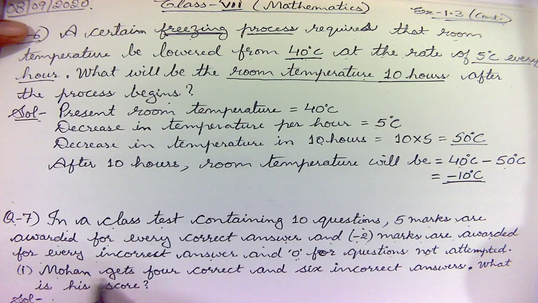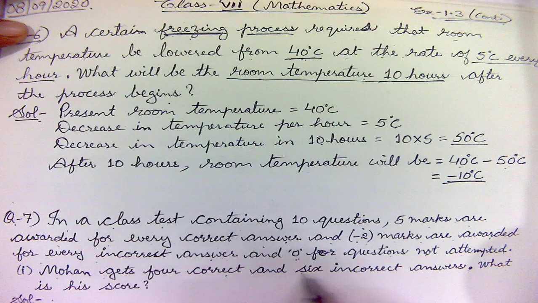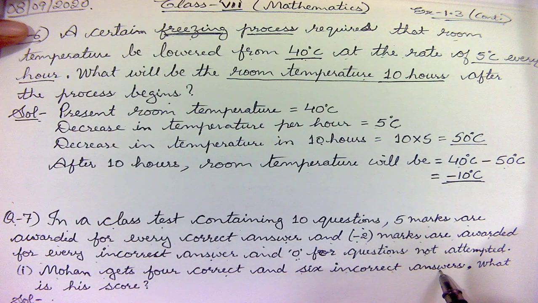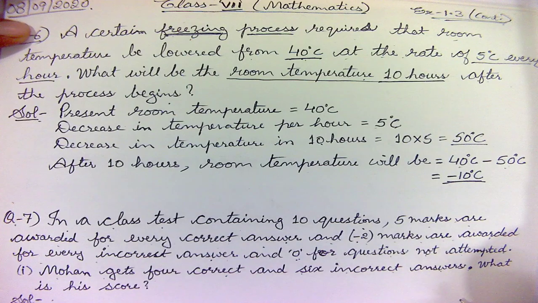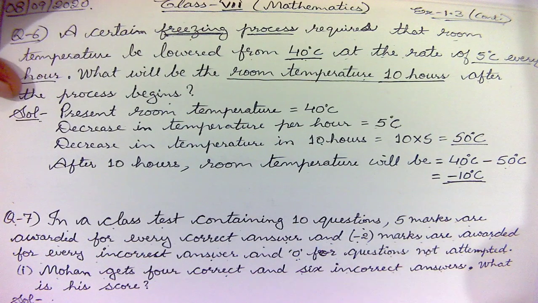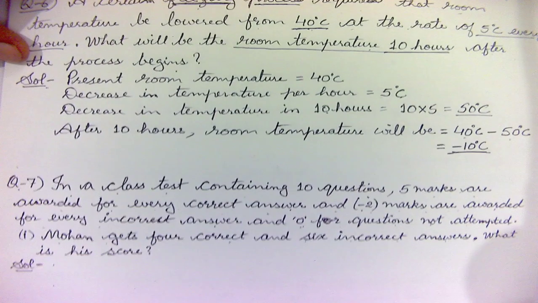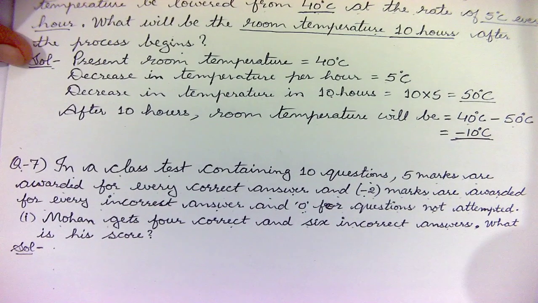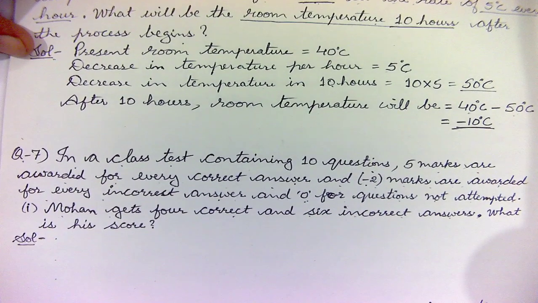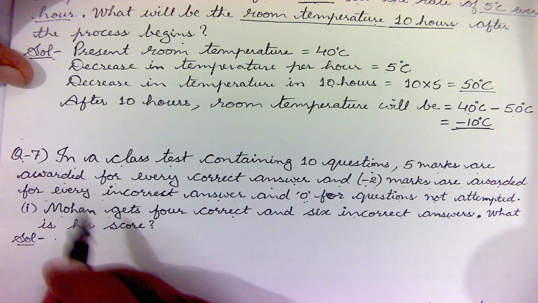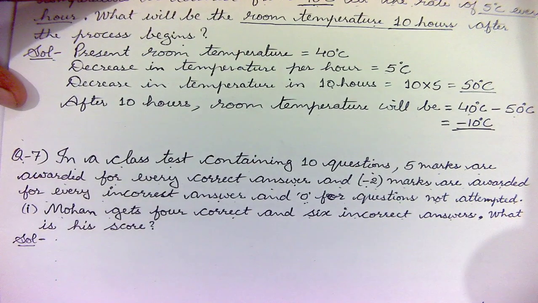So if Mohan gets 4 correct and 6 incorrect answers, then what is his score? So you have to tell, if Mohan gets 4 correct answers and 6 incorrect answers, what is the score? Means what is his total marks obtained?